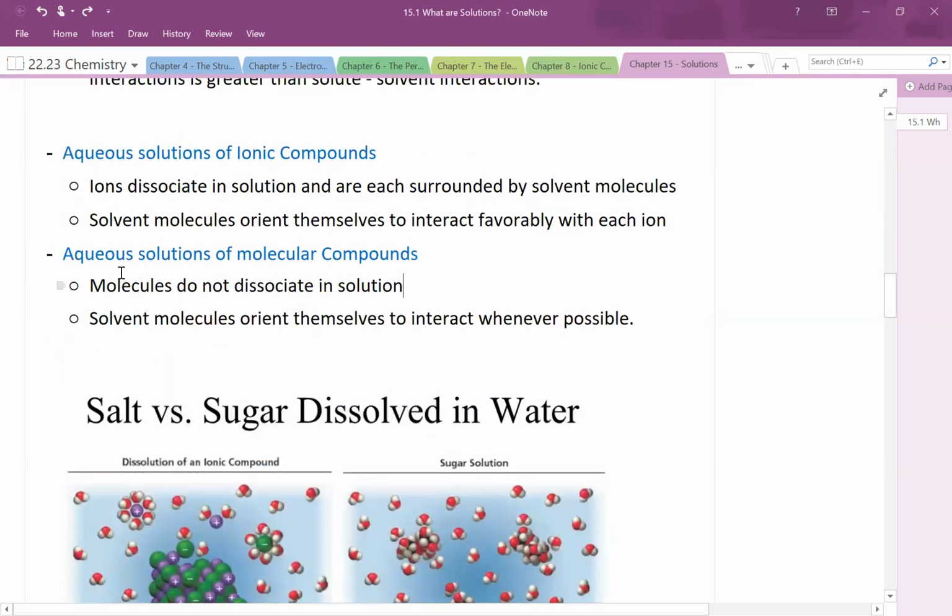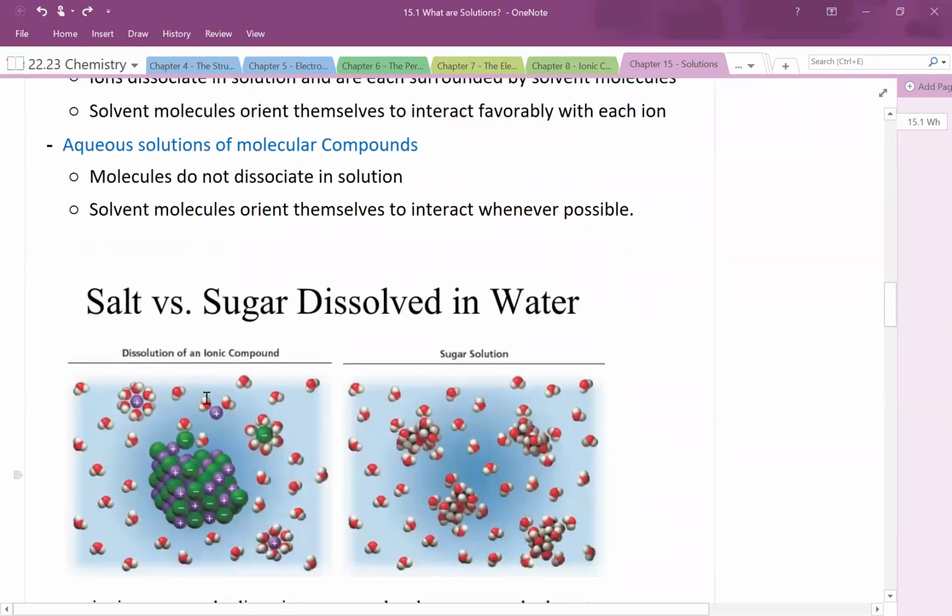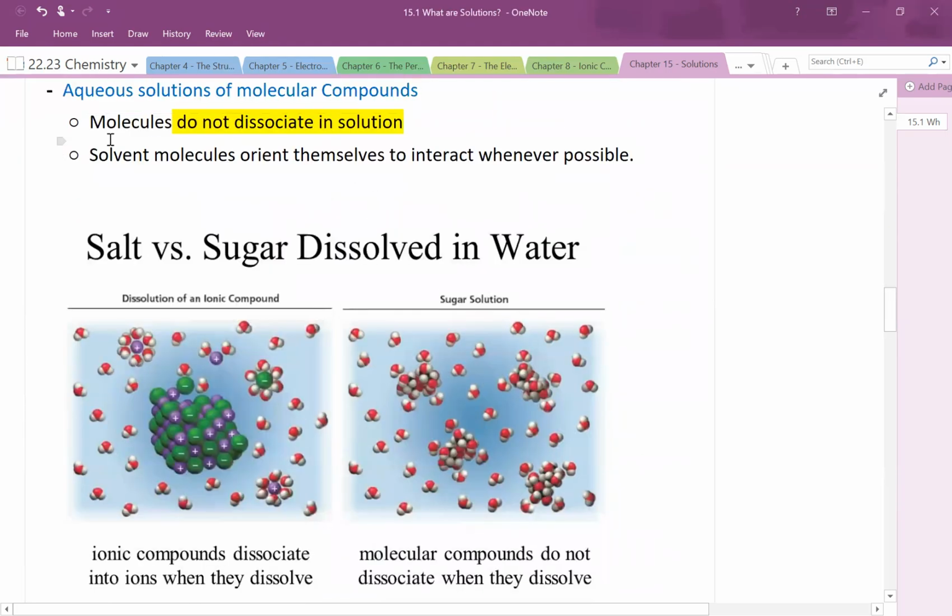Now, molecular compounds act a little bit differently, and I have a comparative example here. Molecular compounds do not dissociate in solution, meaning they don't break apart, they stay as one single unit of a molecule. The solvent molecules orient themselves to interact whenever possible. So let's take a look at how this might work, right? Because of course, molecules like sugar can still dissolve in water. That's why we can make sugar water, but it just looks a little different than ions dissolving.